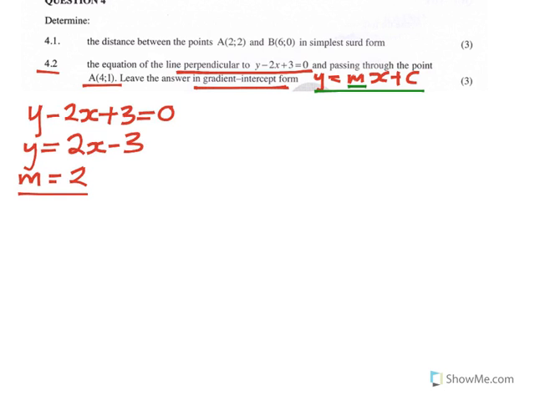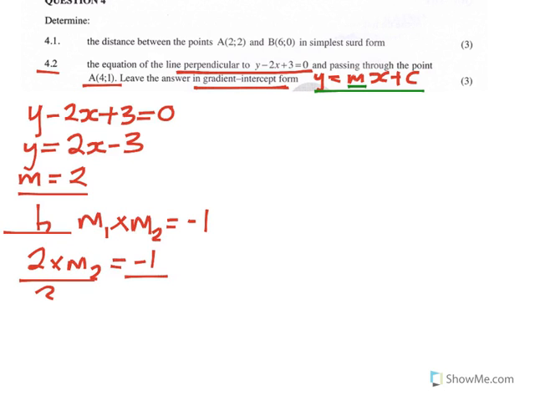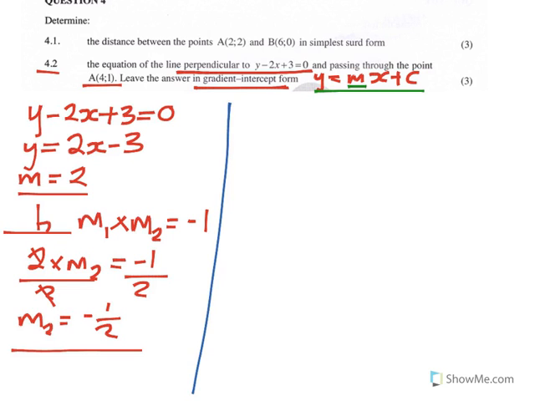Now, using the formula for perpendicular lines, m1 times m2 is equal to -1. Now we know m1, which is 2, times m2 is equal to -1. Divide by 2 on both sides. What is the gradient of the other line? It is equal to -1/2. So that is the gradient of the other line.